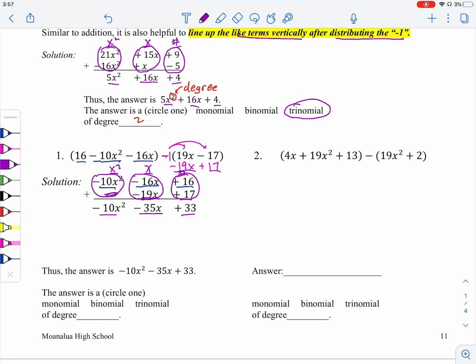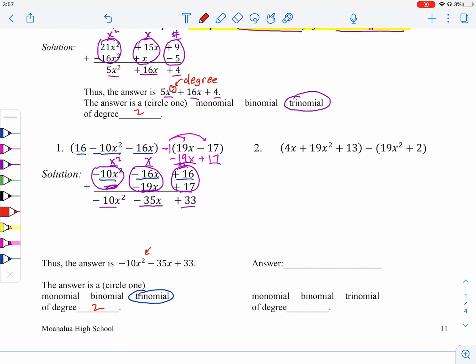So we line them up vertically by powers: x squared, x's, and numbers. It's already going to be in order for us. Remember, we want to put it in order, the highest power first. So our answer here is 3 terms, so that's going to be a trinomial. Our degree, again the highest power, is 2.